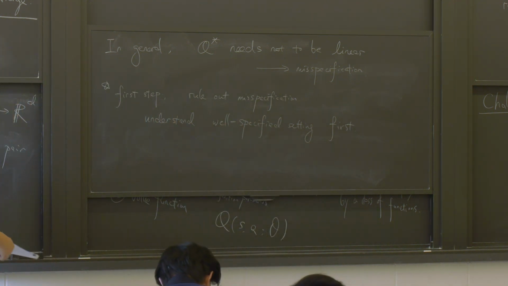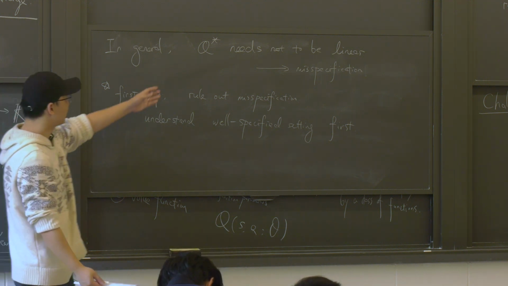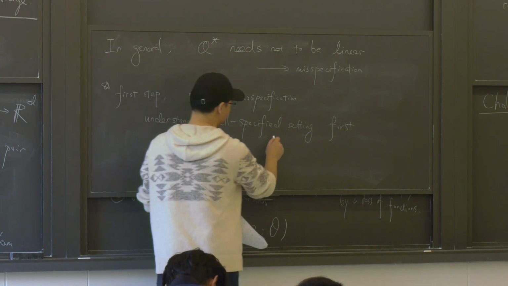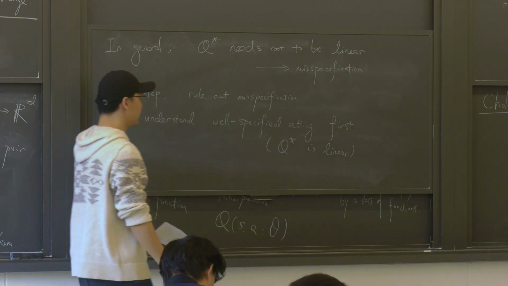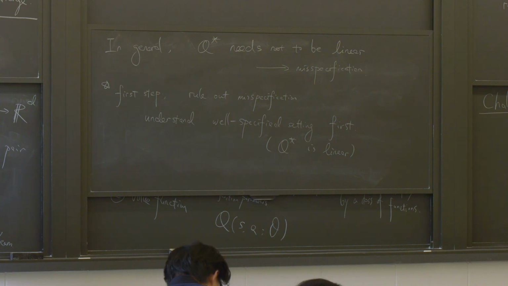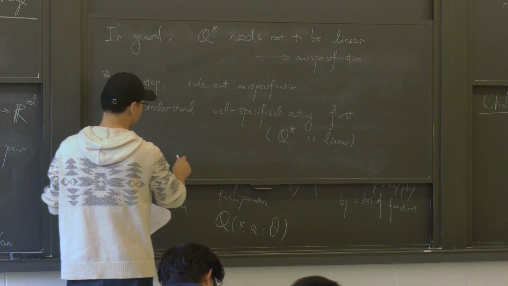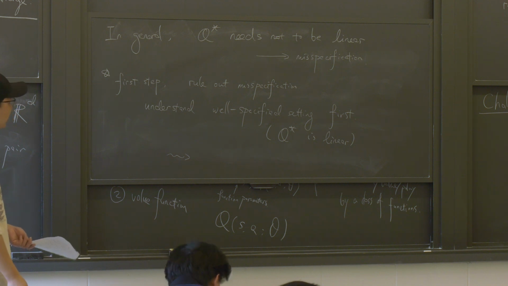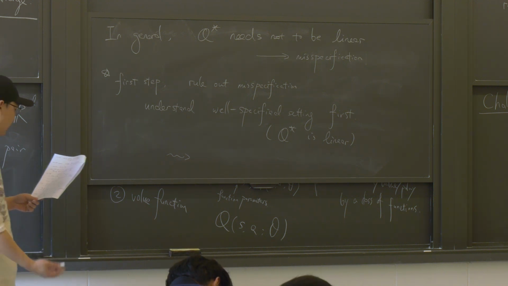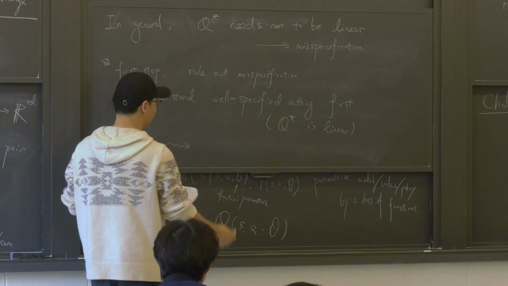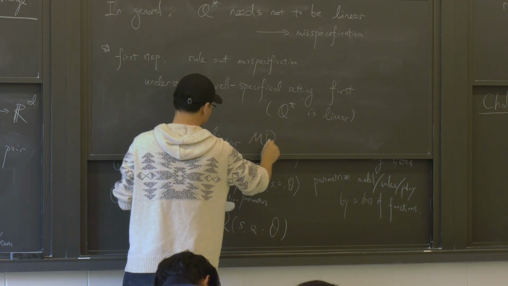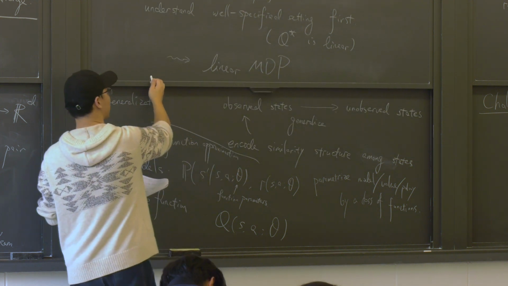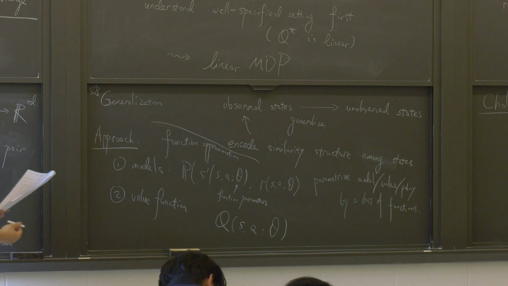Well-specified setting means under certain assumptions, we will actually make sure the Q value, Q star, is actually linear. Okay? So the question is, what kind of condition will actually guarantee us that Q star is linear? It turns out there's a set of simple conditions that will make sure Q star is linear so that we can learn something reasonable. The setting we studied recently is called linear MDP. So we'll introduce linear MDP and show why it guarantees Q star is linear.